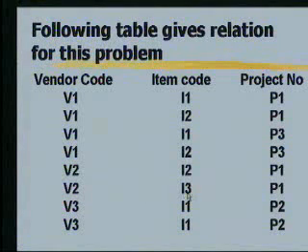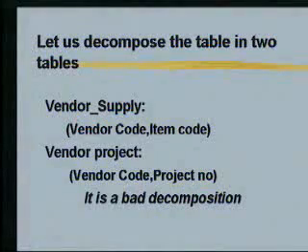Vendor V2 is supplying item I3 to project P1. But suppose he is not supplying it to project P1, then once again we are going to encounter the similar kinds of anomalies that we had encountered earlier. Obviously, we would like to break it into two tables, but after all, these are not MVDs. So those two tables which we would like to design here are the vendor code, item code table, and the vendor code, project number table.